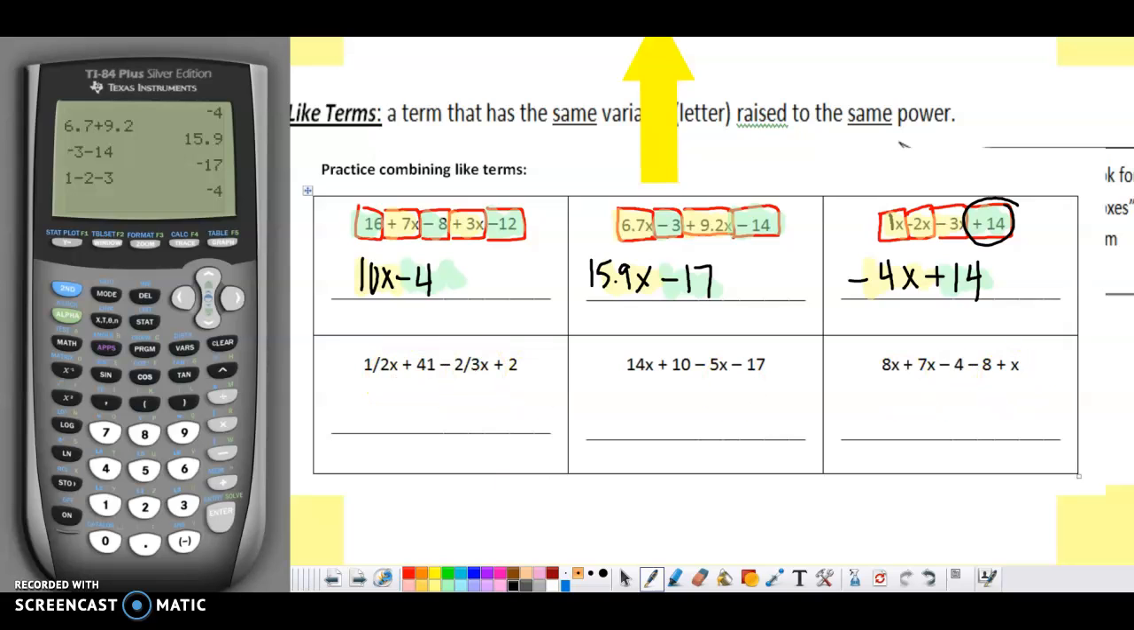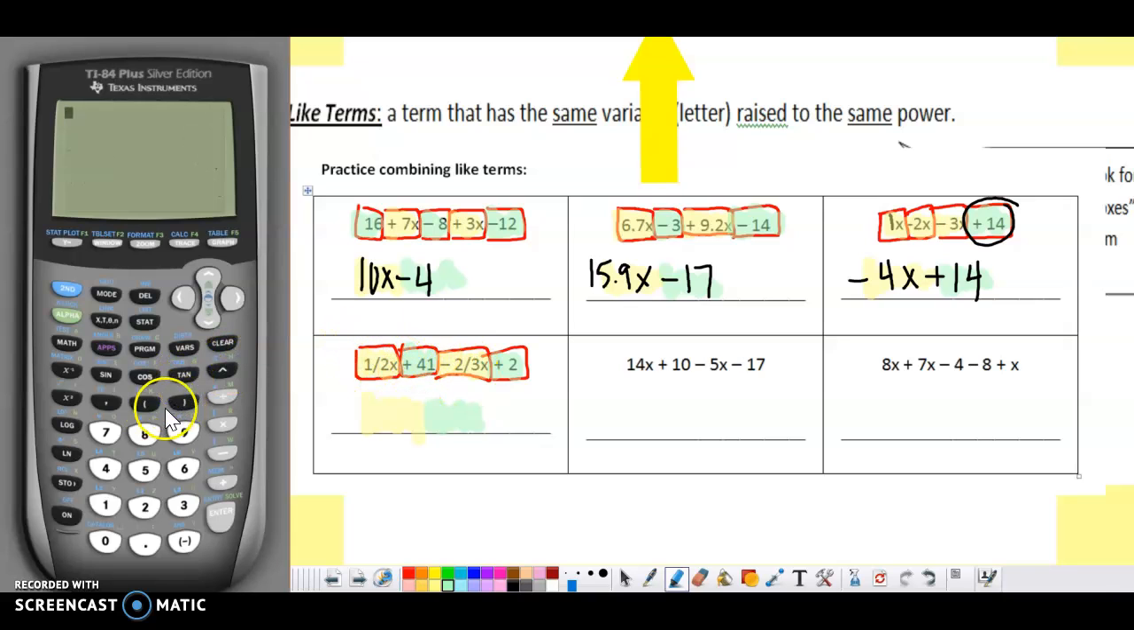Okay, the bottom three, let's tackle them. So we box them up: 1/2 x, -2/3 x, plus 41, plus 2. When we look for like terms, we have two boxes that are x's, so we're going to put those together. Looking ahead and getting my highlighting going, I've got two boxes that are regular numbers.